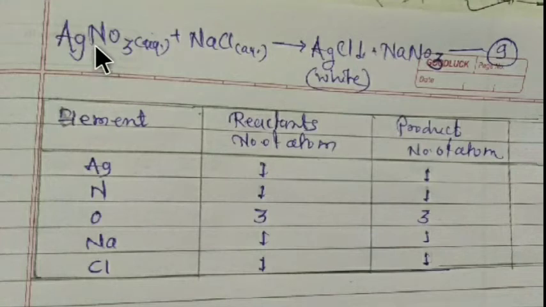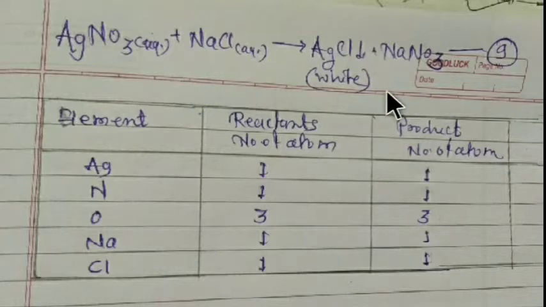Then nitrogen also has only one atom, so write here only one atom. Then oxygen has three atoms of oxygen, hence there is 3. Then sodium also has only one, and last, chlorine has only one atom on the left side of the equation. So these are the numbers of atoms that are present on the left side.